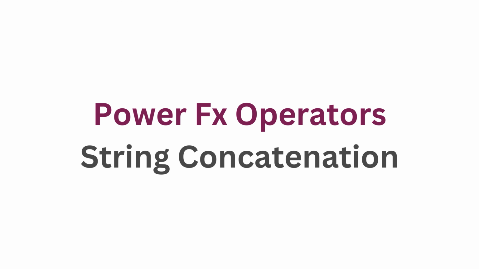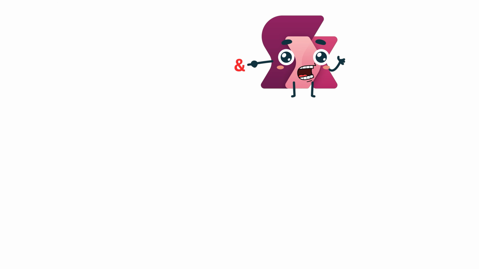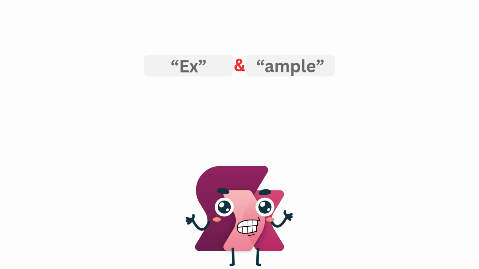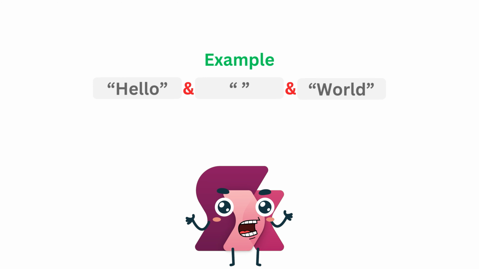Today we're talking about the string concatenation operator using the ampersand character. It's a simple but powerful tool that lets you combine text values dynamically in your apps and agents.